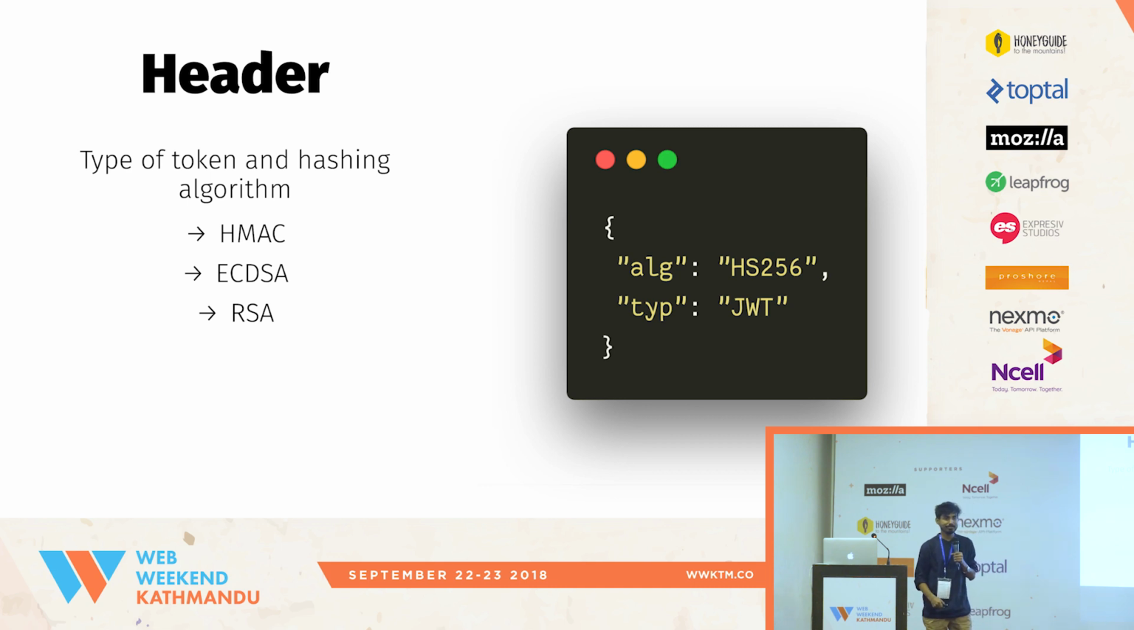The header is like that. When you decode it, it's in base64 encoding. So when you decode the header part, it gives this. It means that it's using the HS256 algorithm for the signature, and the type is JWT. So the header part contains the details of the algorithm used for the JWT encoding. It has support for HMAC, and ECDSA and RSA for public key and private key encryption are also possible.